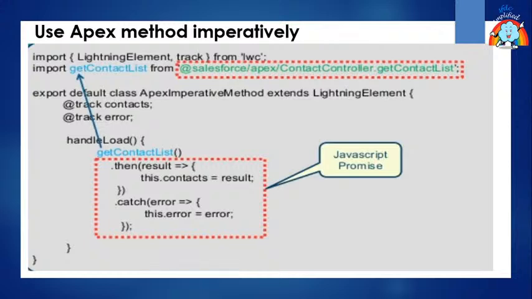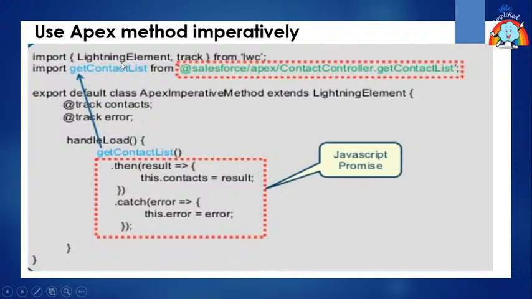Now let's see how to use an Apex method imperatively. I got this from the official Salesforce presentation. If you see this, getContactList is the Apex method. It is inside the ContactController. ContactController is nothing but the Apex class, and getContactList is the Apex method.